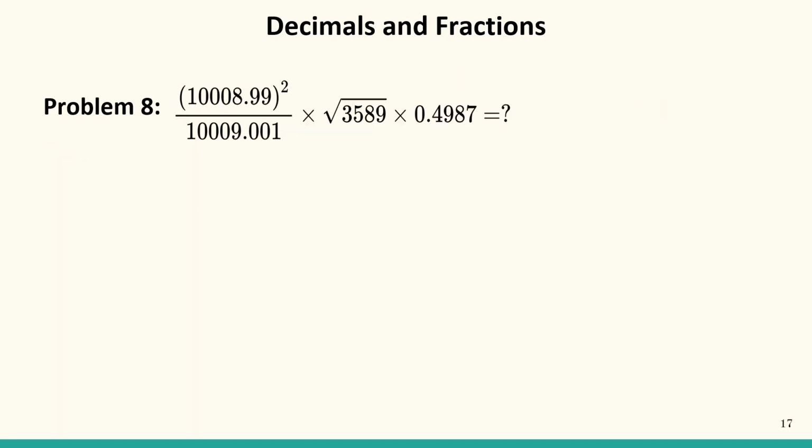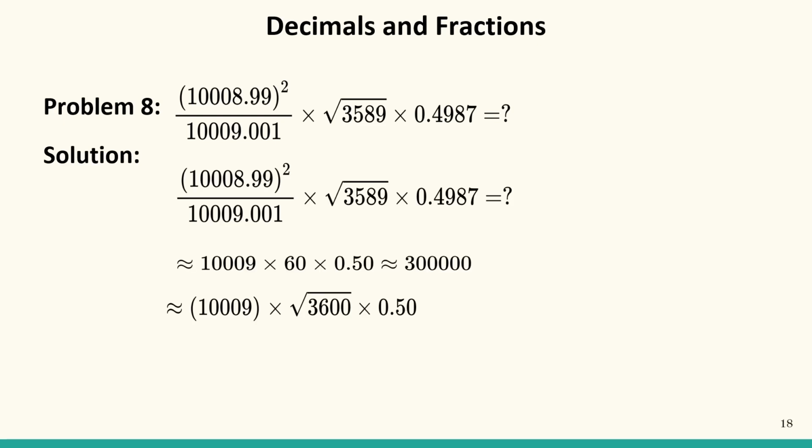So let's see problem number 8. This seems to be a huge problem, but it is actually not. What it asks us is 10008.99 whole square, and we divide this by 10009.001 into square root of 3589 into 0.4987. What we do here is a bit tricky.